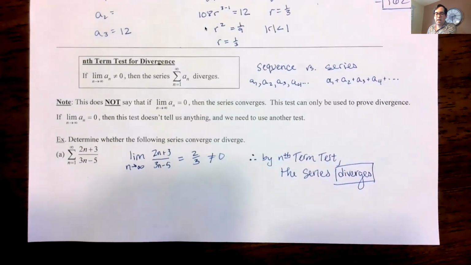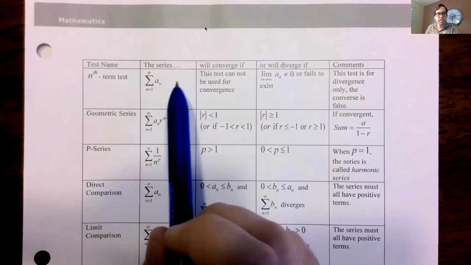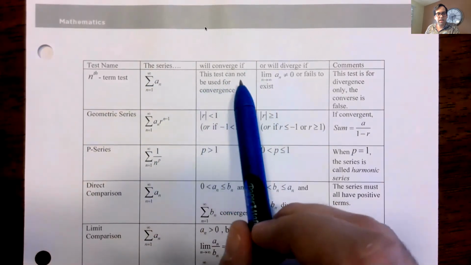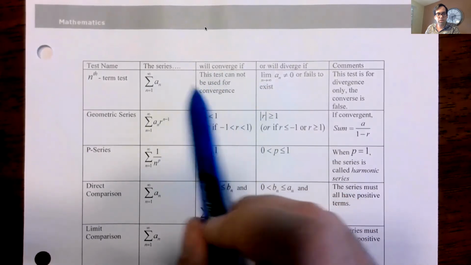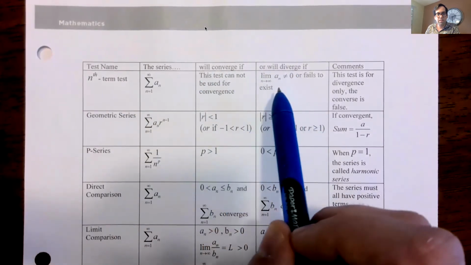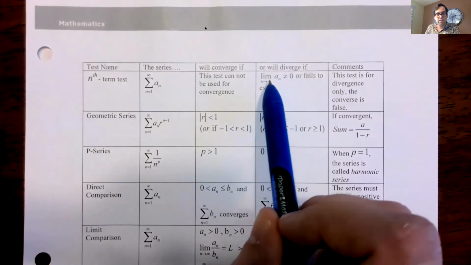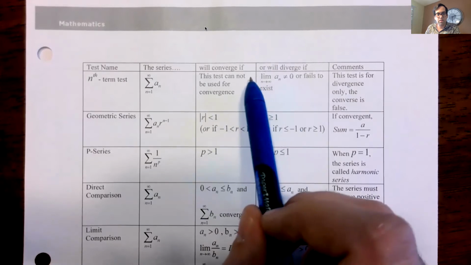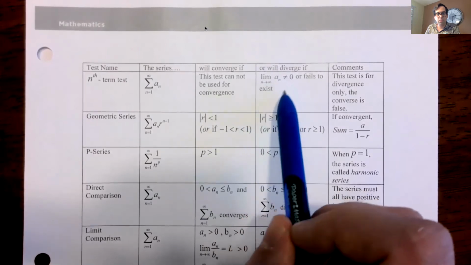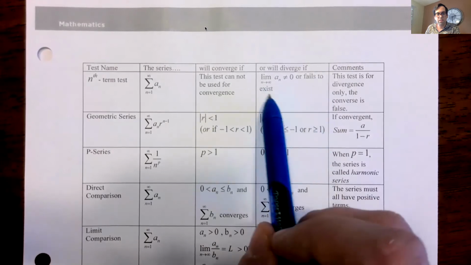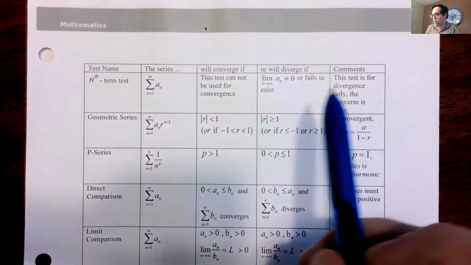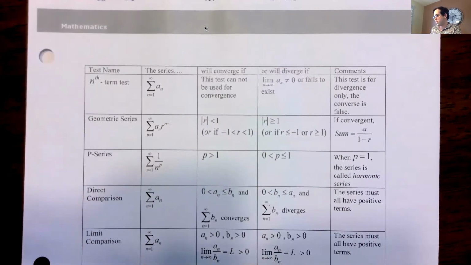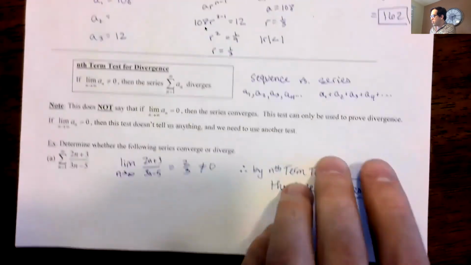Okay. And now that is the first test on our chart. We have the nth term test. If the series looks like this, the test cannot be used for convergence. So we will never prove that a series converges using the nth term test, but it will diverge if the limit of the sequence does not equal 0, if the terms don't approach 0, or if the limit fails to exist. This test is used for divergence only. The converse is false. We can't use it for convergence. Okay, let's try that a couple more times with a couple more examples.